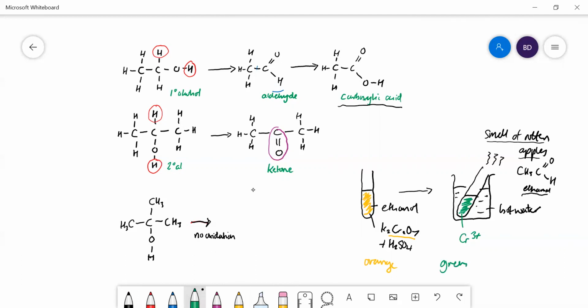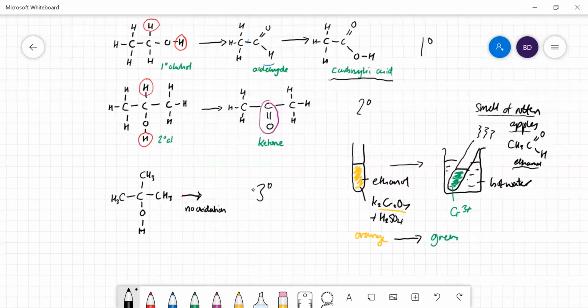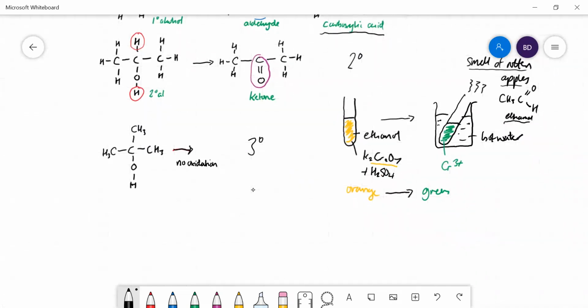And this is quite a good test for, well, it will work for a primary, won't it? Yeah, because you can oxidize that. It will work for a secondary because you can oxidize that. It will not work for a tertiary because you can't oxidize the tertiary. So the dichromate will stay as the orange dichromate. It won't be reduced to the green chromium.